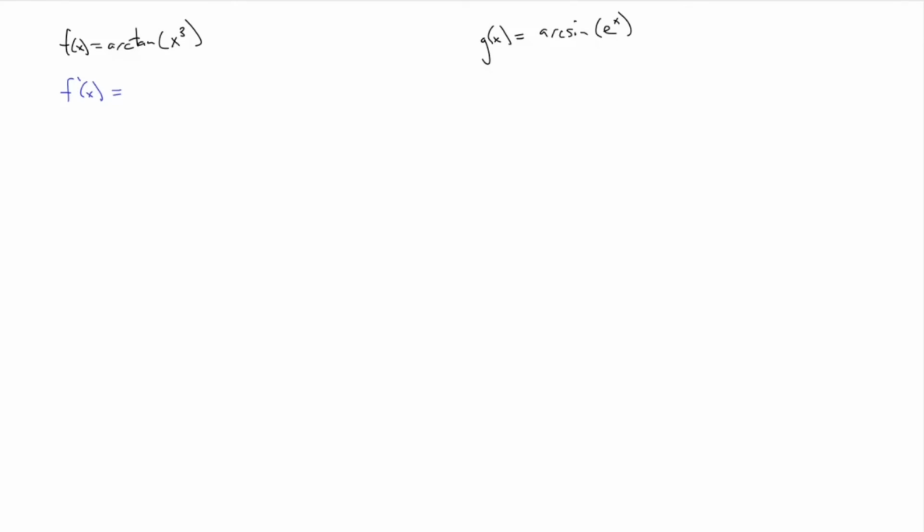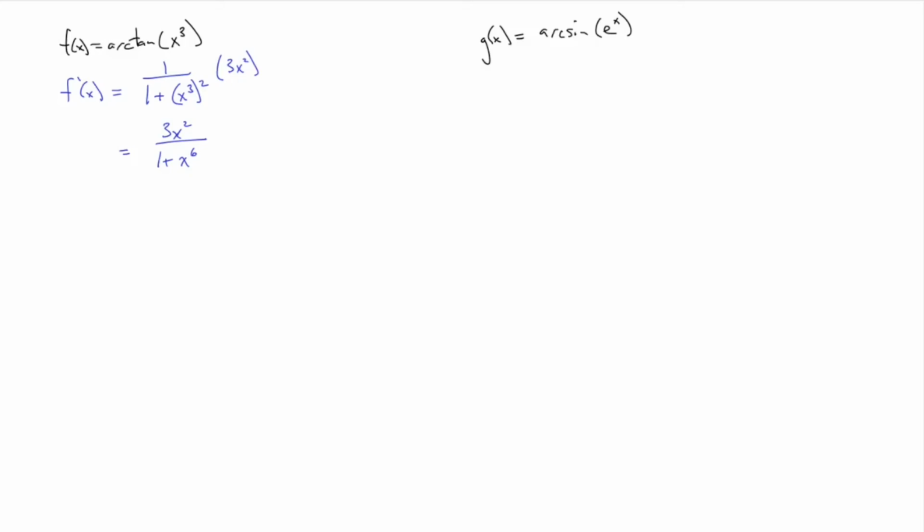Okay, let's look at the first one. As I mentioned, it's a chain rule problem. You have to treat the x cubed as if it were a variable. And if it were the variable, then the derivative would be 1 over 1 plus that variable squared. And then you have to multiply by the derivative of the function that you just treated like a variable. And the derivative of x cubed is 3x squared. We should, of course, simplify, and we get 3x squared over 1 plus x to the 6th.